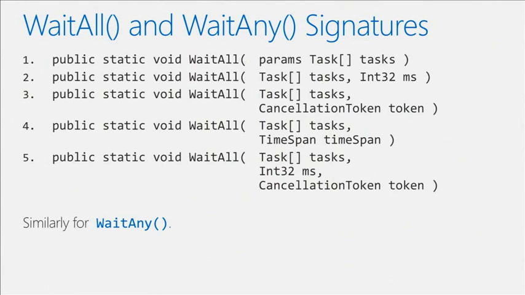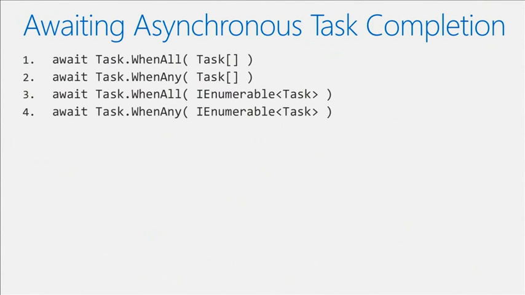And wait any has similar signatures as wait all. You can also, in your asynchronous code, await for tasks to complete, when all of your tasks complete or when any of your tasks complete. And that will, in your asynchronous code, sit there and wait for that to complete before running the continuation that comes after those awaits. So it's very flexible in that way. You can wait for tasks either in your calling routines or in your asynchronous routines.